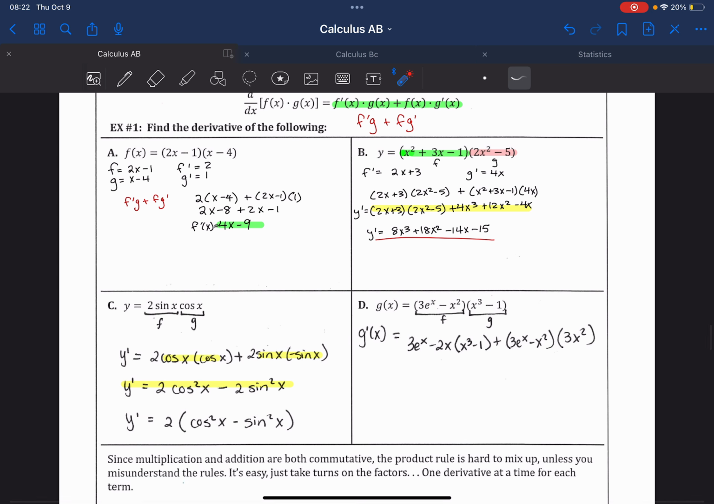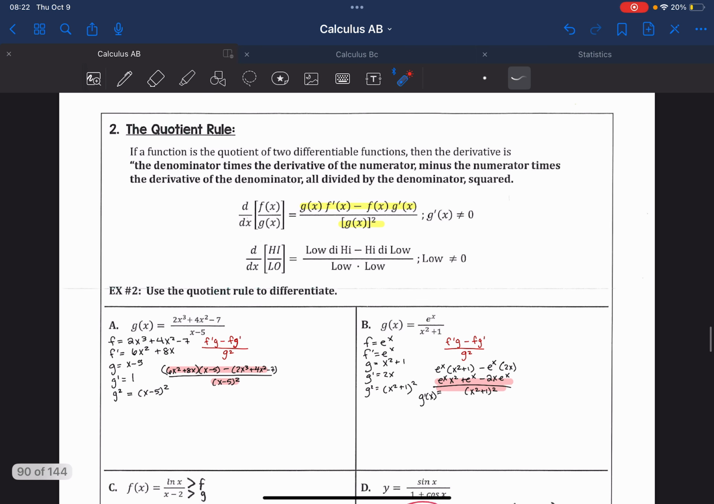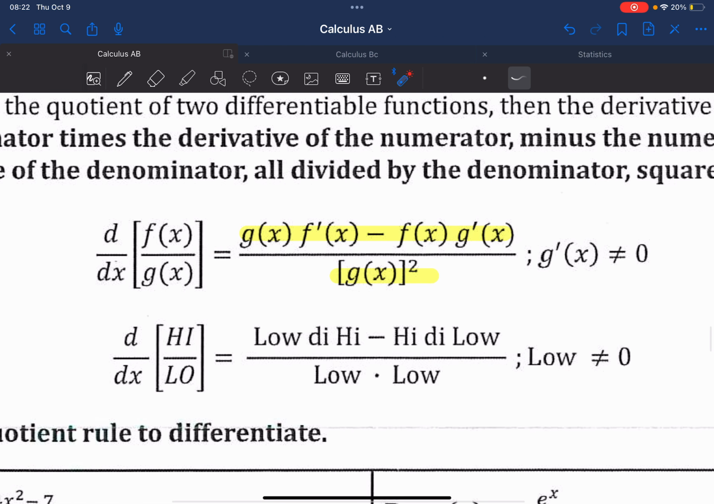More examples if you want to try these on your own, see if you get the same answer. Okay, then we have the quotient rule. So the quotient rule is similar to the product rule, okay? So notice here it says if we have two functions that are being divided, we could do almost the same as the product rule, but subtract them and then divide by g of x squared.